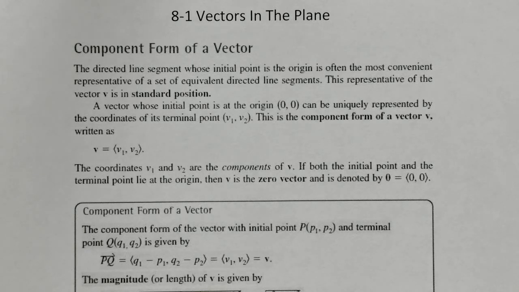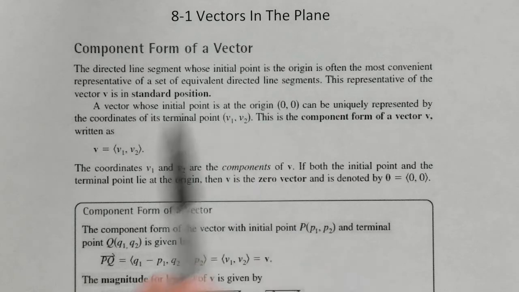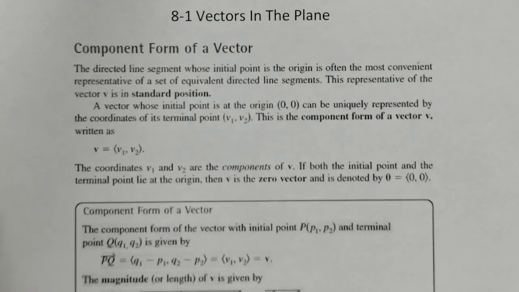All right, so we're beginning a new unit today. In Unit 8, the topic for this unit is vectors. In this first section, 8-1, we're just talking about the basics of what a vector is and really how to write its component form and to find its magnitude.